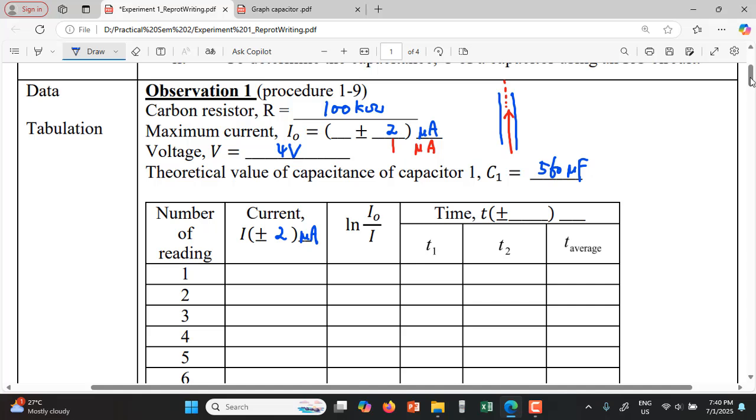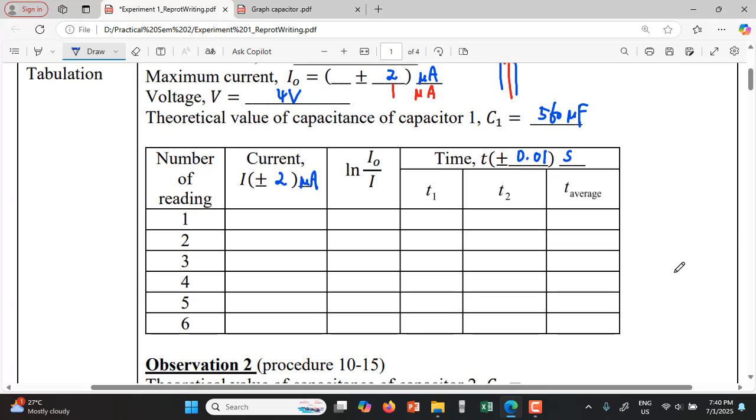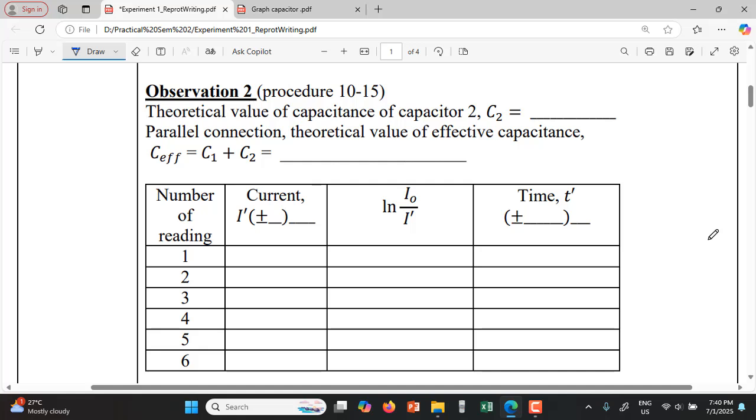Then the time recorded can be read up to 0.01 second. So the T1 recorded, T2 and also the T average can be put up to 2 decimal places. Follow the uncertainties for the time. Same goes for the second observation table. The theoretical value of capacitance of capacitor C2 that we use is 1000 microfarads.